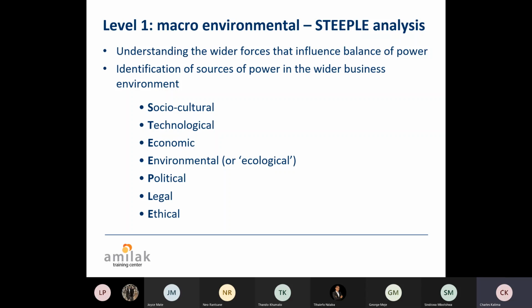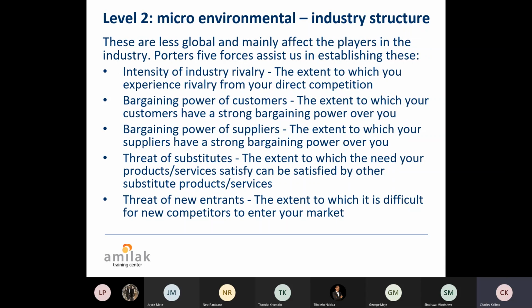The economic environment in which they are operating, this is the macro environment. The political environment, in which they have the legal and the ethical issues. At level 2, you need to understand the micro, which is the industry structure in which they are operating. So first understand macro, then micro, and then finally the one-to-one type of relationships.